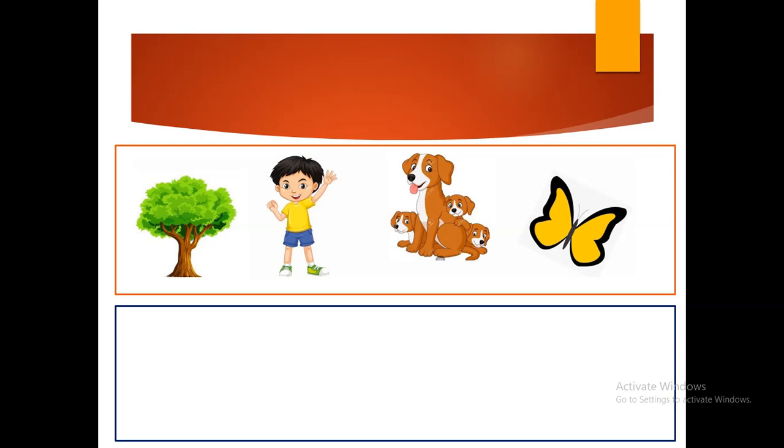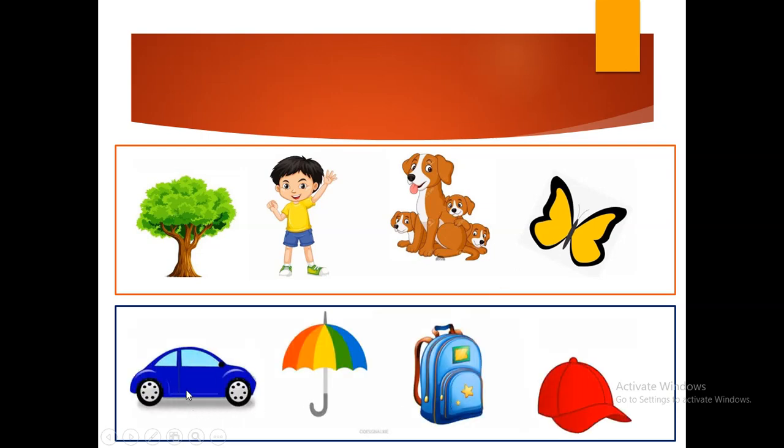Our first lesson is about plants and animals, or living things. Now, let's recall what are living things and what are non-living things. As you can see in these pictures in front of you, we have a tree, a boy, dogs, a dog and its babies, and a butterfly. I put these things in one group. In the second group, I put a car, an umbrella, a bag, and a cap or a hat.